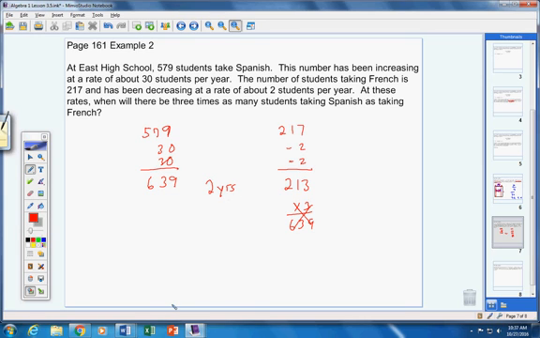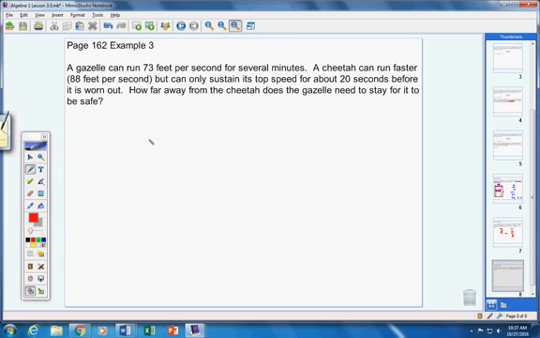Okay. Alright, last problem. A gazelle can run 73 feet per second for several minutes. A gazelle, let's write that down. A gazelle can run 73 feet in 1 second, pretty fast. A cheetah, though, is better than that. A cheetah can run 88 feet in 1 second, okay? However, though the cheetah runs out of steam a lot faster than the gazelle, it can only sustain this speed for 20 seconds, okay? So how far from the cheetah does the gazelle need to stay for it to be safe?